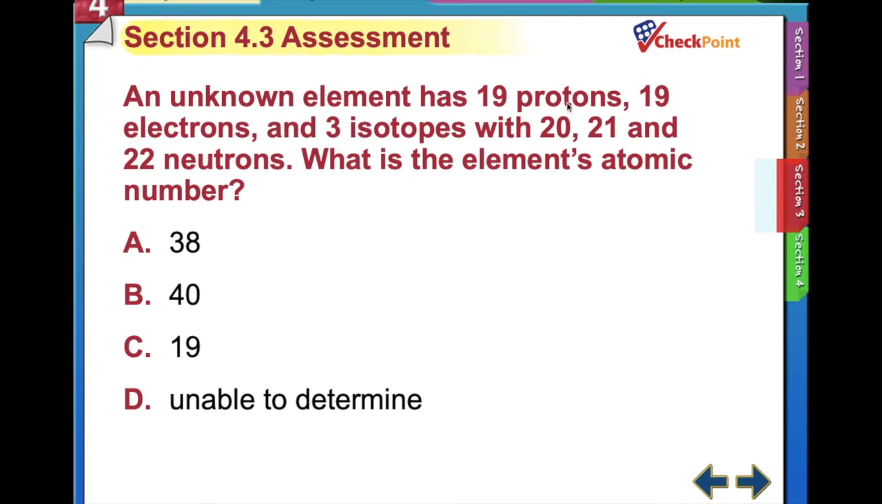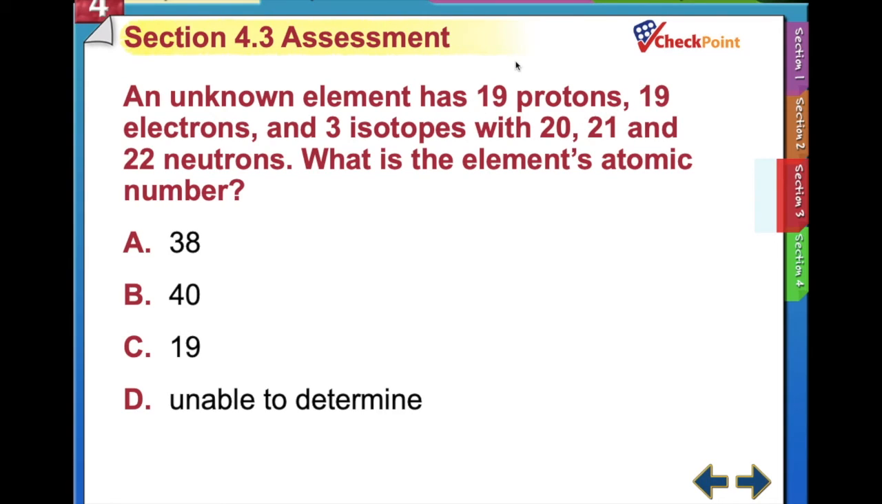An unknown element has 19 protons, 19 electrons, and 3 isotopes with 20, 21, and 22 neutrons. What is the element's atomic number? So I'm giving you a moment to think about it. So there's a lot of information here. 19 protons, 19 electrons, but we're looking for the element's atomic number, so we don't care about the rest of this. So we don't care about the isotopes because the atomic number is going to be the number of protons.